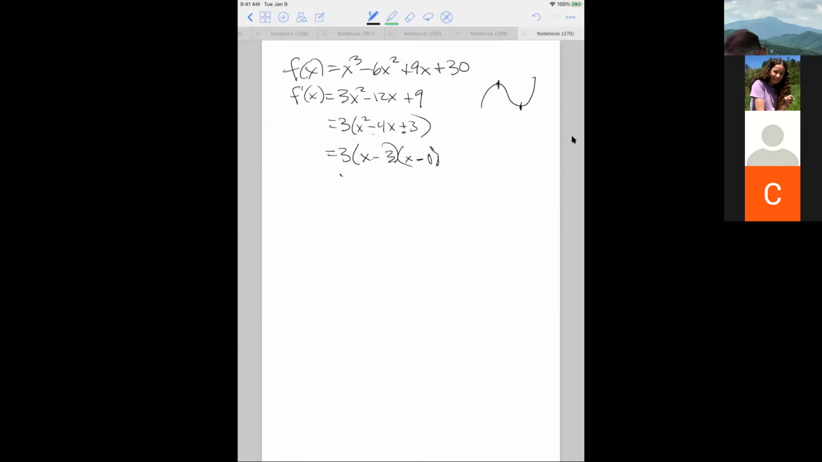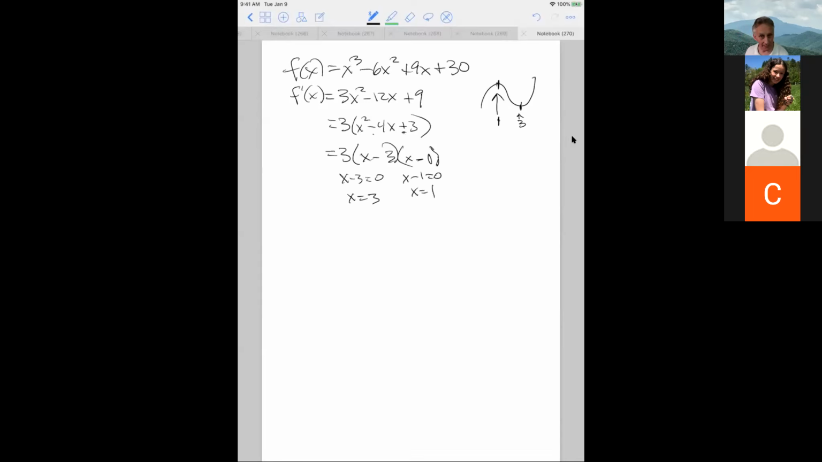So we've got x minus 3 equals 0 and x minus 1 equals 0. So the critical numbers must be at 1 and at 3. Okay? So if you're asked to tell if it's a local max or a local min, you should use the first derivative test. Okay?